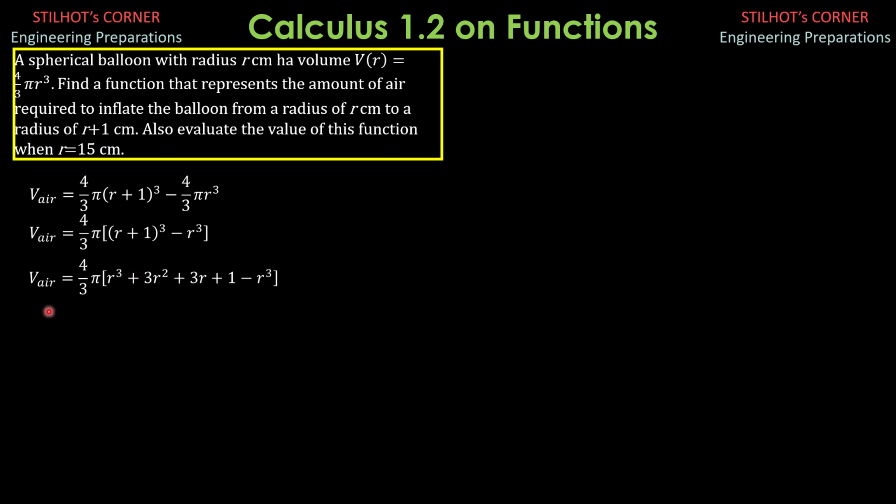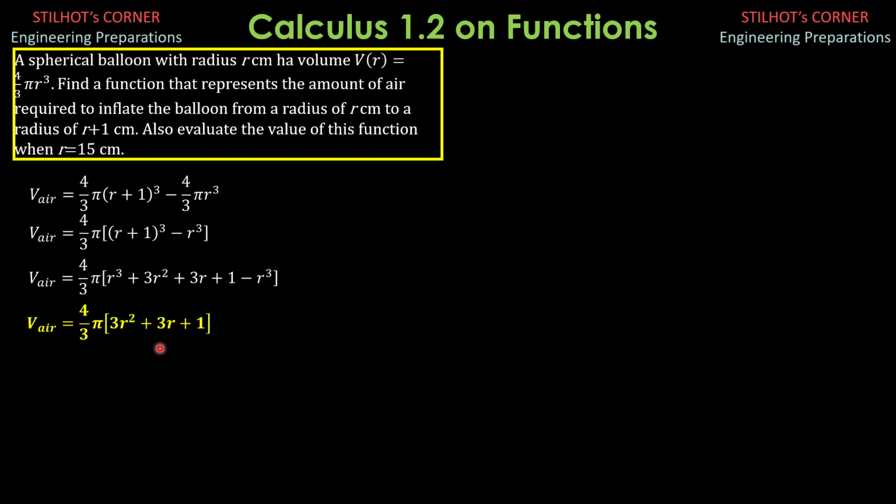So therefore, the function that represents the amount of air required to inflate the balloon from a radius of r cm to a radius of r plus 1 is 4/3 pi times (3r squared plus 3r plus 1). So that's the expression.